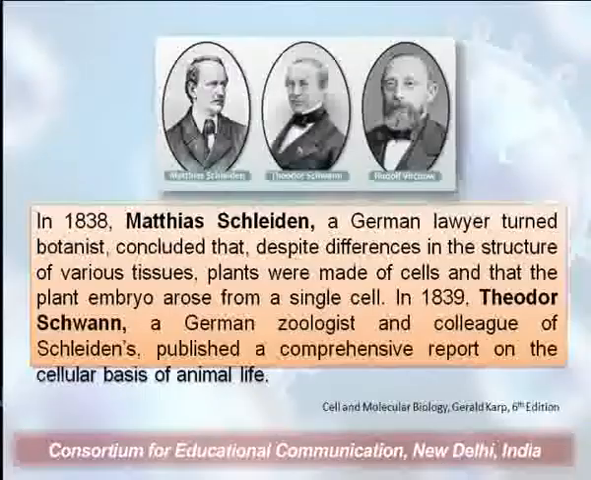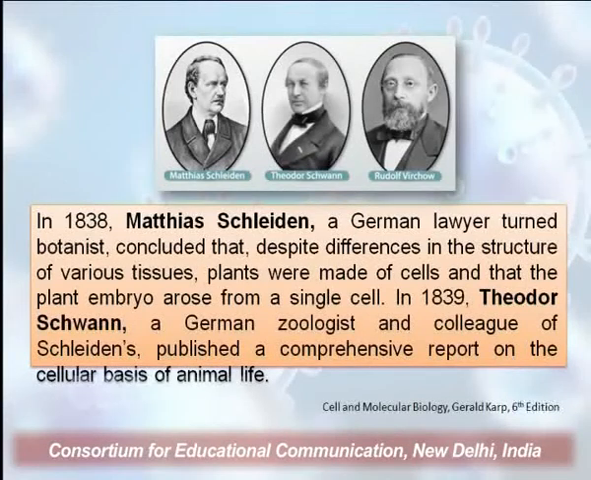Subsequently, in the years 1838 and 1839, there were two scientists, Schleiden and Schwann, who started working on the basic concepts of the cell and the cell theory. Schleiden was a German lawyer who turned into a botanist. Despite differences in the structure of various tissues, he proposed that plants were made up of cells and that the plant embryo arose from a single cell. So for the first time he proposed that embryos arose from a single cell.